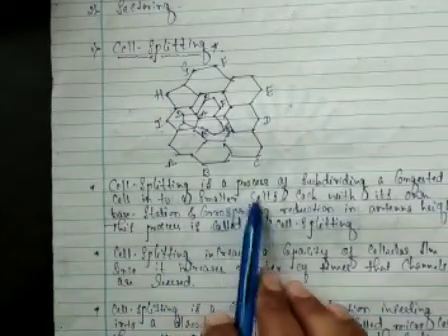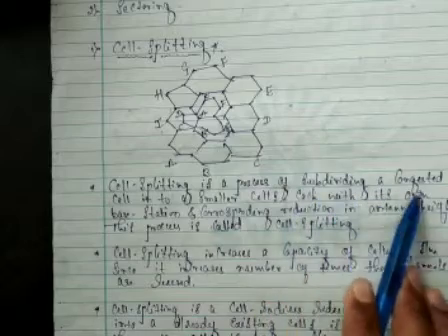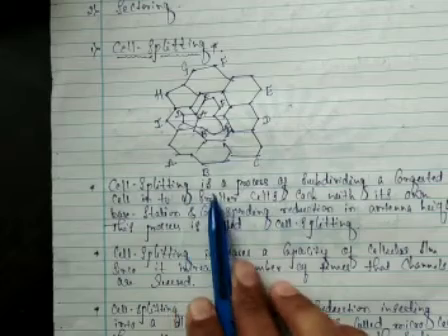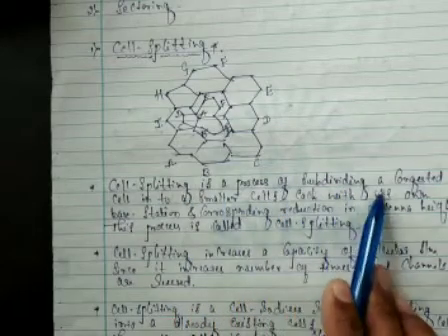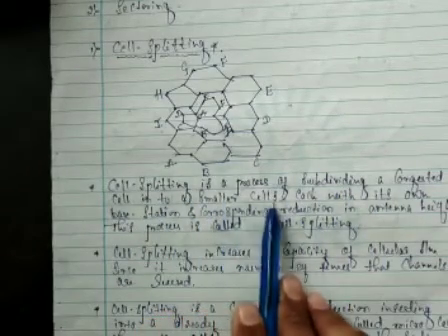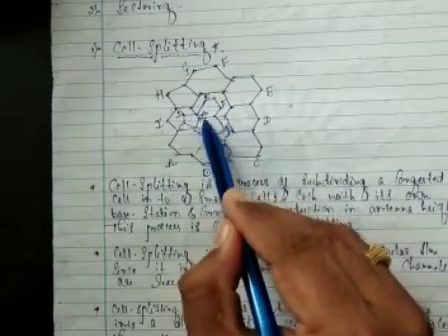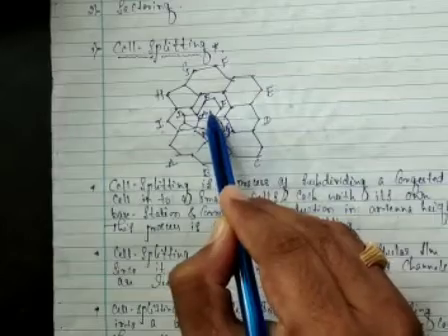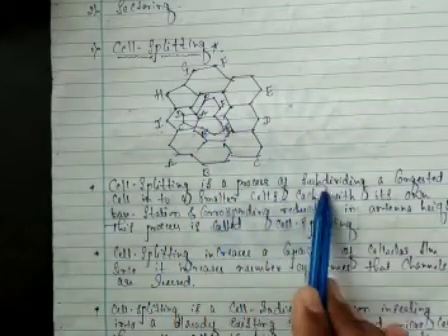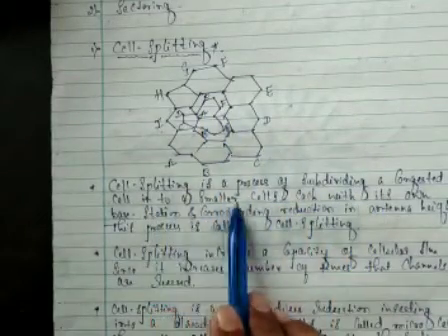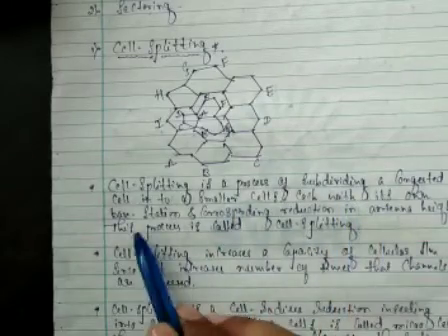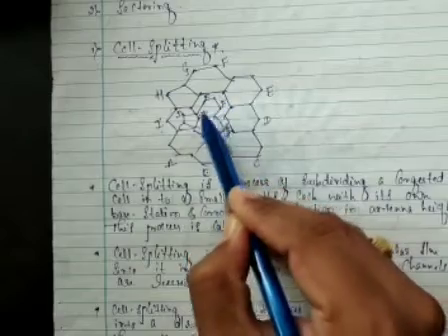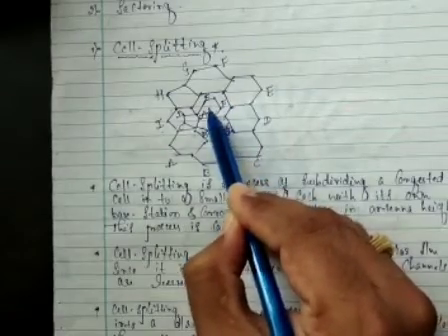Cell splitting is a process of subdividing a congested cell into smaller cells. What is meant? An already existing cell, that is a congested cell, is divided again into smaller cells, each with its own base station. This base station is different from the existing base station, and it is also demanding for a new base station.